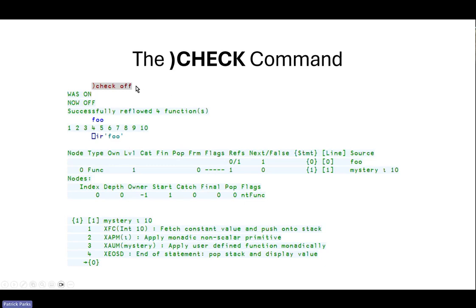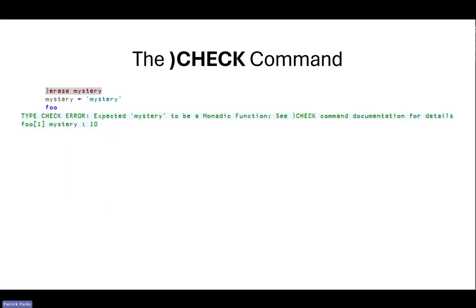Well, if I turn check off and I run the function, it behaves just like it did before, but you'll notice that the xcheck code is no longer being emitted in the output. So it executes these things, and it's an execution with a little less overhead because it doesn't have the check overhead. But what happens if I erase mystery and redefine it now back as a variable?